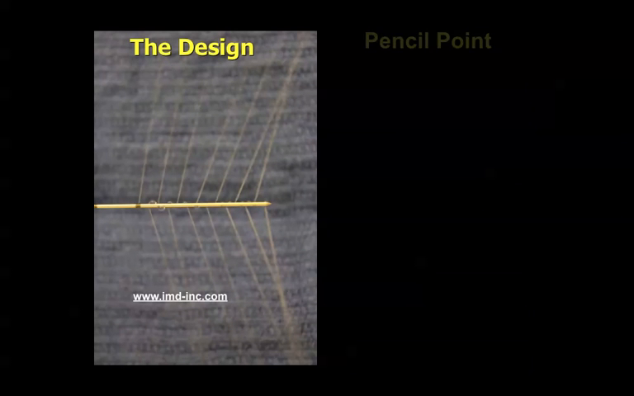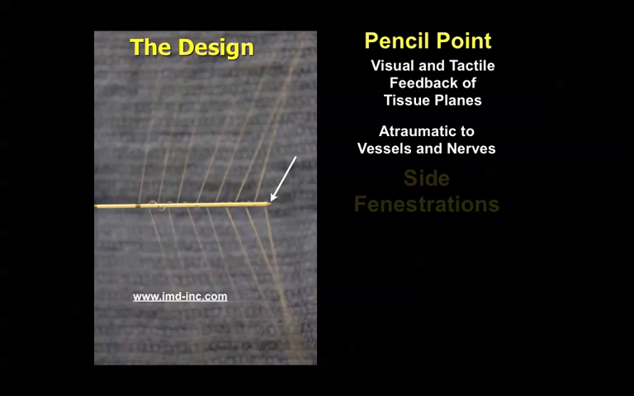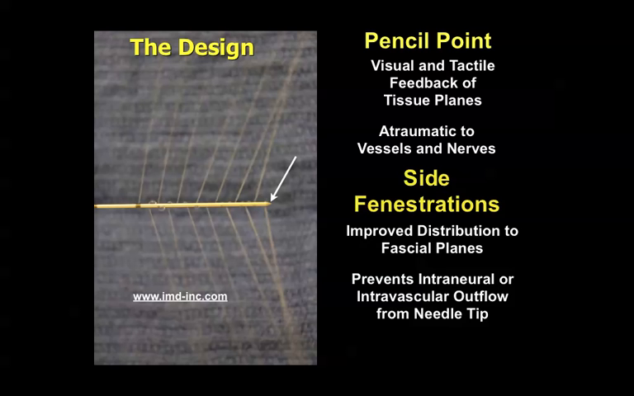As I mentioned, the design of this needle includes a pencil point, which allows the operator to have visual and tactile feedback of tissue planes as the needle is advanced. Also, the pencil point, compared to a traditional beveled needle, is relatively atraumatic to vessels and nerves. The side fenestrations provide improved distribution of local anesthetic into these major fascial planes where the nerves travel. And the pencil point, without any opening at the end or tip of the needle, prevents intraneural or intravascular outflow of local anesthetic from the needle tip.